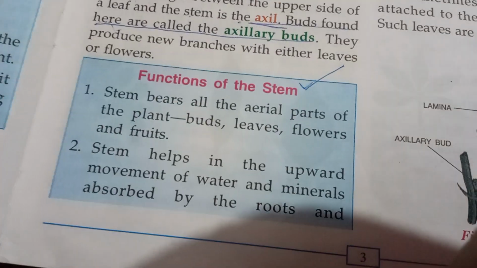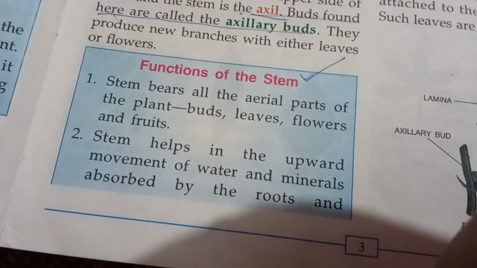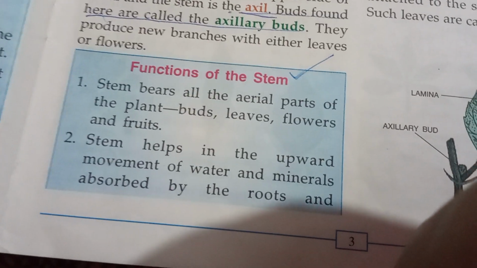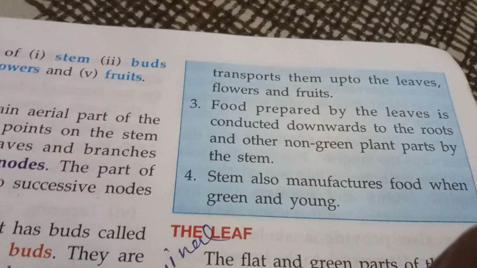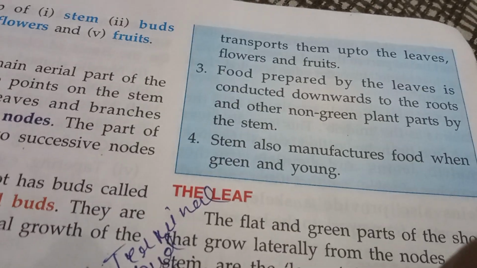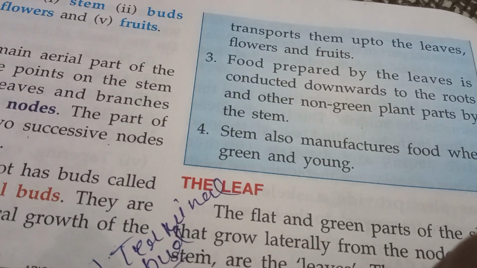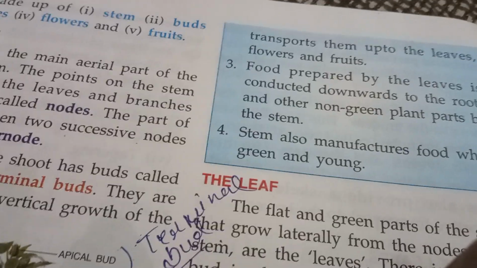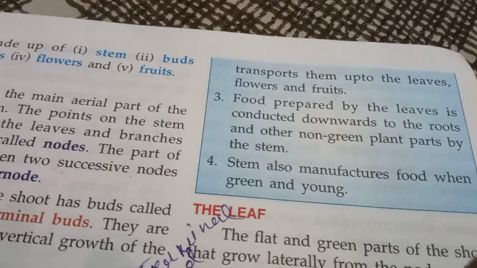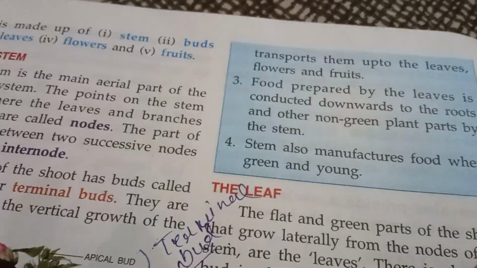Then there is the function of the stem. The stem bears all the aerial parts of the plant, such as buds, leaves, flowers, and fruits. Stems help in the upward movement of water and minerals absorbed by the roots and transport them up to the leaves, flowers, and fruits. Food prepared by the leaves is conducted downward to the roots and other non-green plant parts by the stem. The stem also manufactures food when green and young.